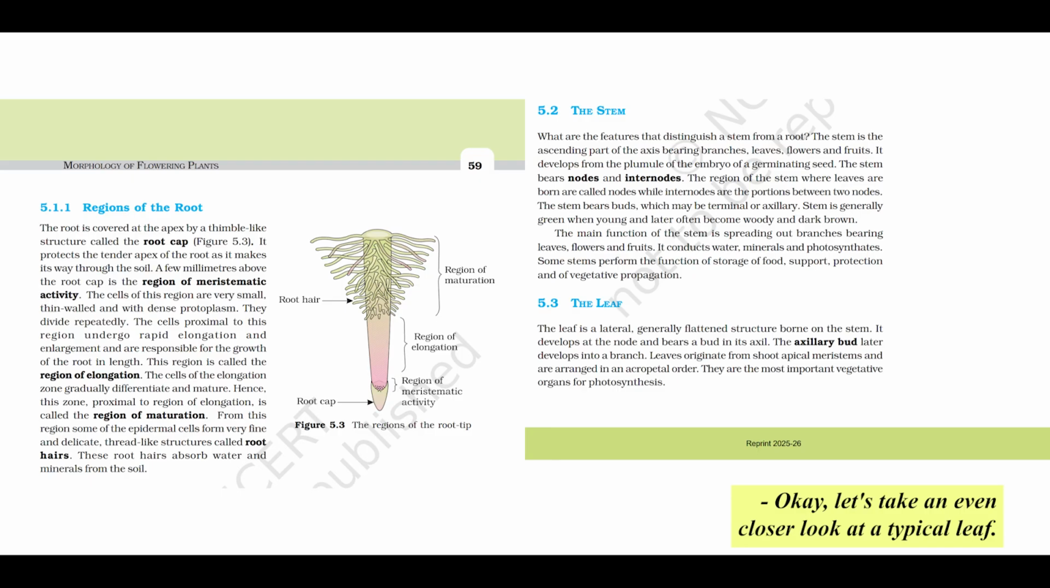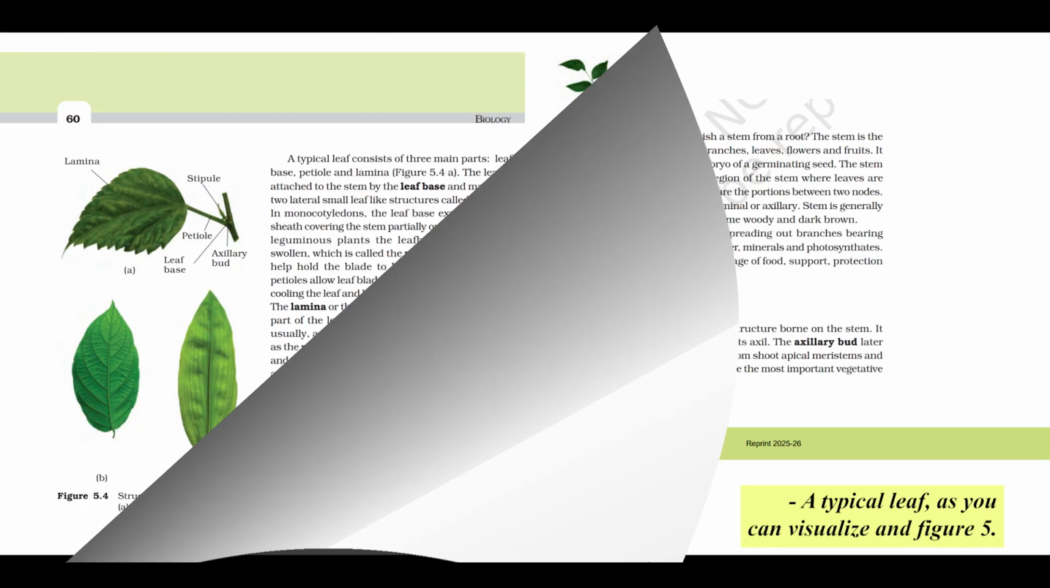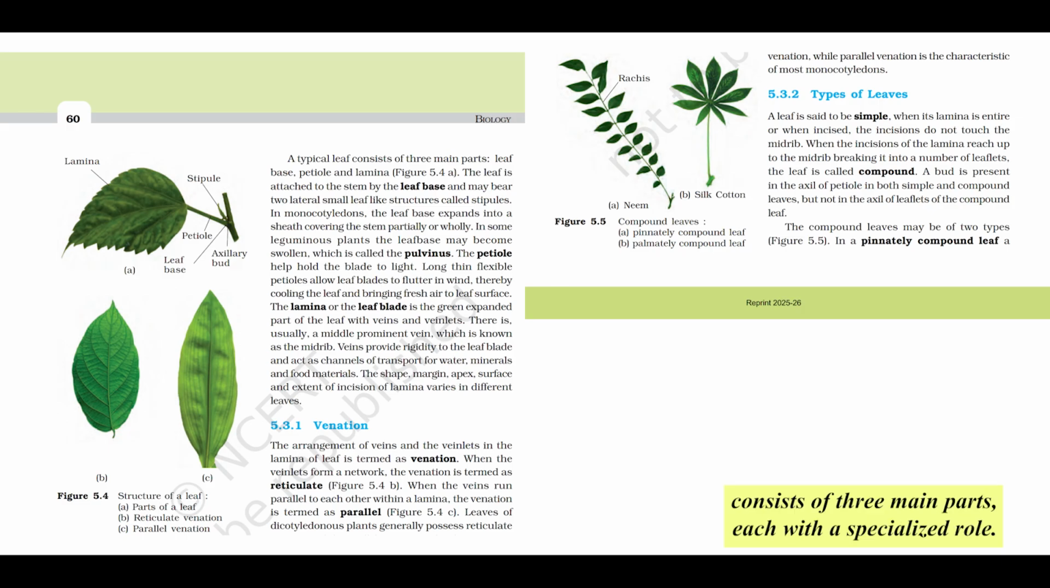Okay, let's take an even closer look at a typical leaf. What are its distinct parts and what role does each play? A typical leaf, as you can visualize in figure 5.4a of your study material, consists of three main parts, each with a specialized role. Let's break them down. First, we have the leaf base. This is the part by which the leaf is attached directly to the stem. It's the point of connection.